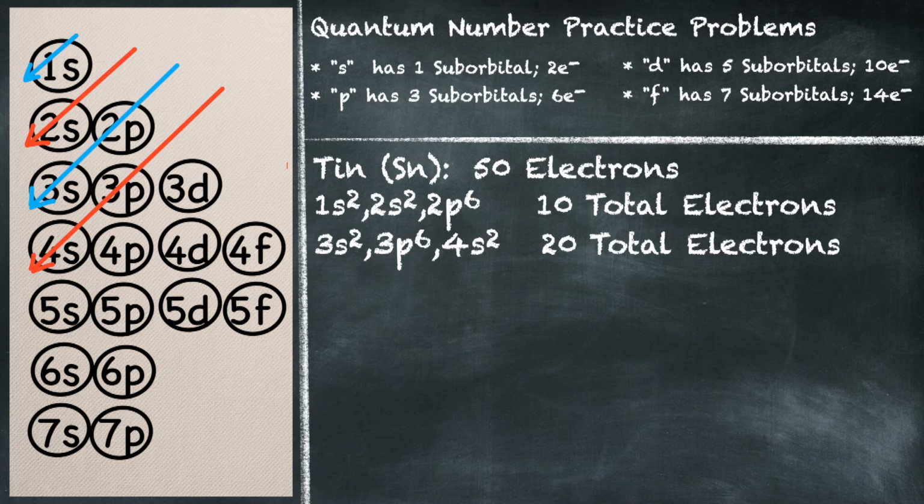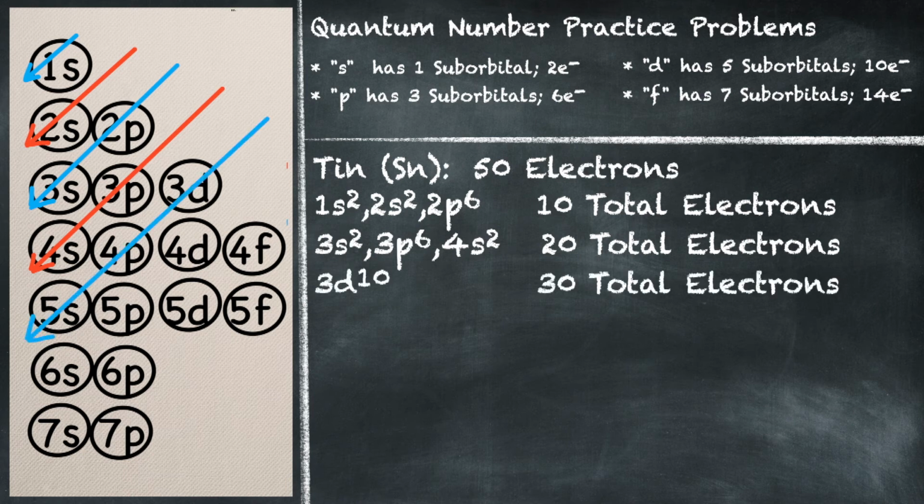So now we've got 20 electrons. Next, we're going to go to 3d10. That's going to give us 30 electrons. So our 3d orbital's next, and we fully fill it with 10. And now we're getting into some newer territory. So we've done 3d10, 30 electrons now.